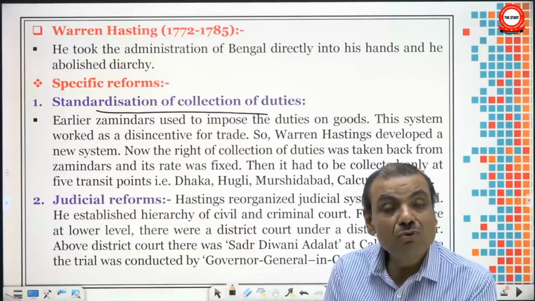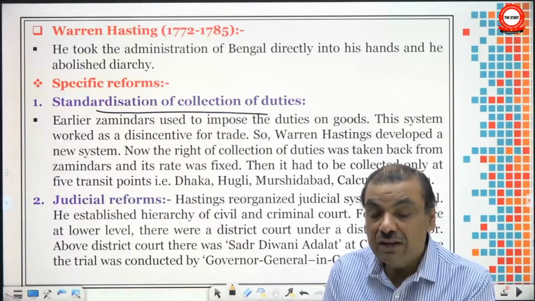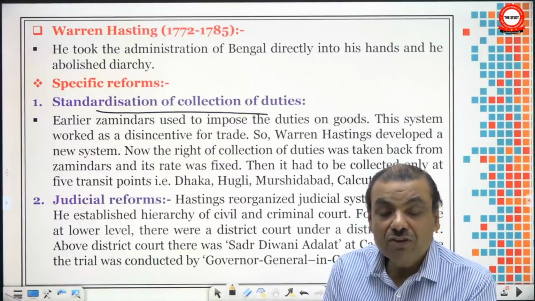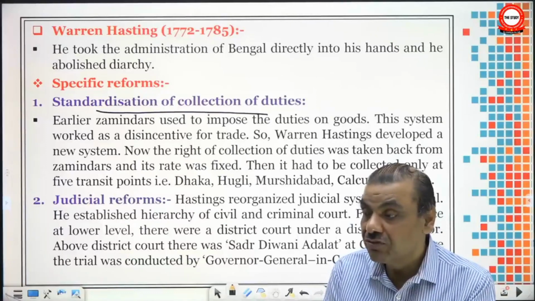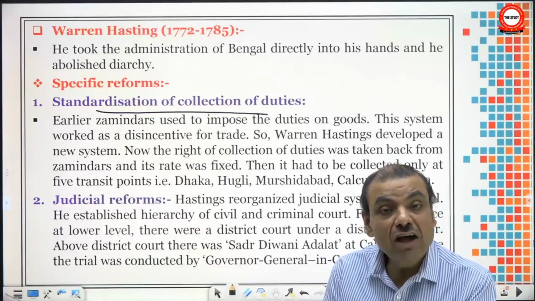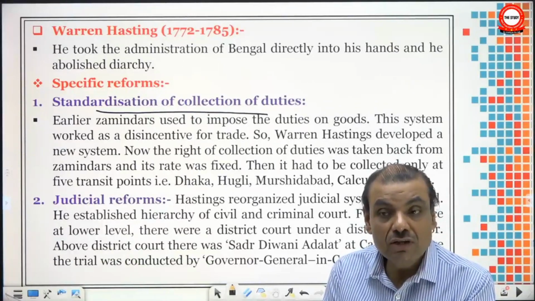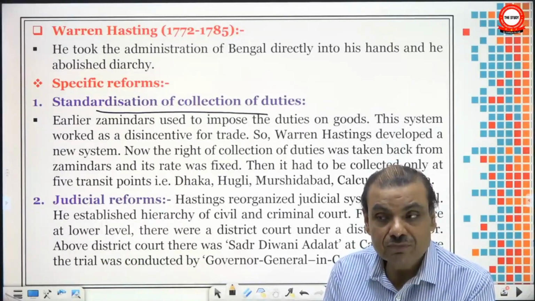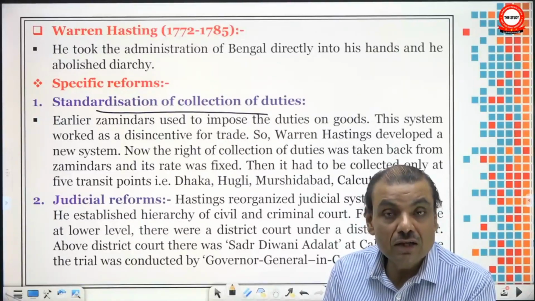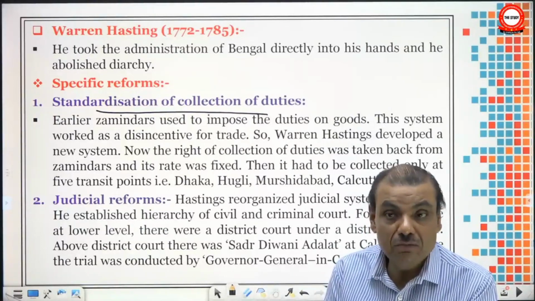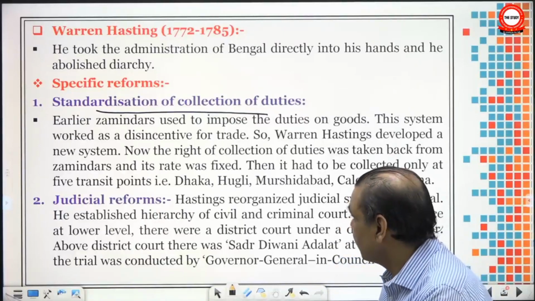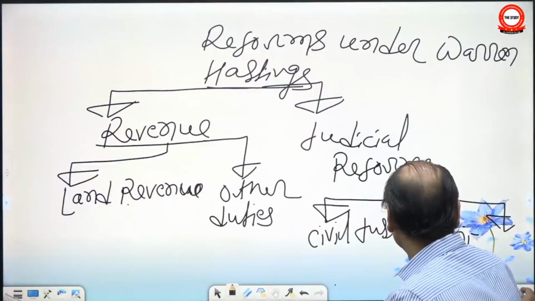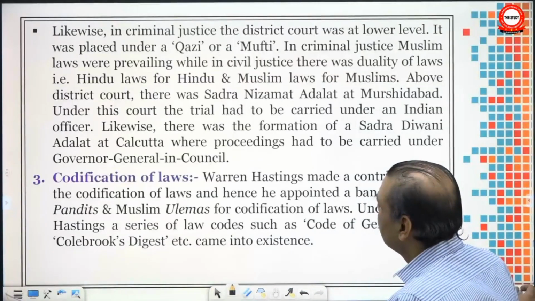So Warren Hastings abolished this system. Instead he standardized the collection of revenue or duties, and fixed only 5 transit points: 4 in Bengal, namely Calcutta, Murshidabad, Dhaka and Hooghly, and 1 in Bihar, Patna. So these were the reforms. Now for the judicial reforms you have to observe here, but before that, students, let me make the land revenue reforms clear first.